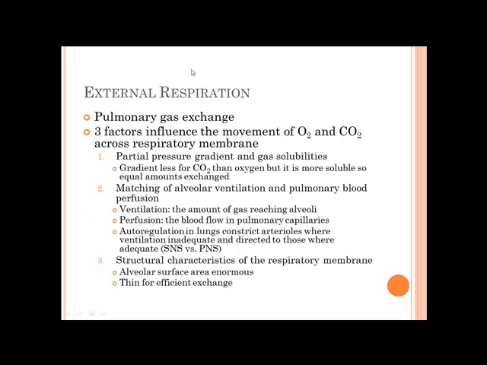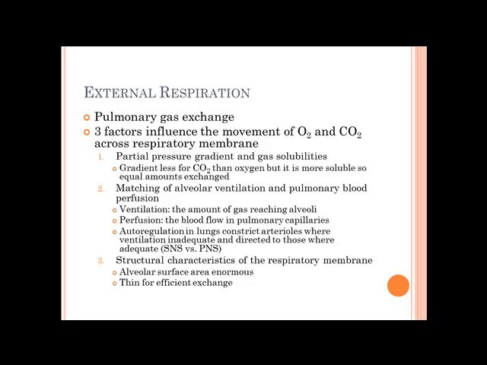Okay, on our next step of PETTY, pulmonary ventilation is what we just talked about. Now we're at external respiration. With external respiration, this is going to be the gas exchange in the lungs. There are three things affecting the movement of oxygen and carbon dioxide. First off is the partial pressure of the gases. Gases are going to move from high partial pressure to low partial pressure.